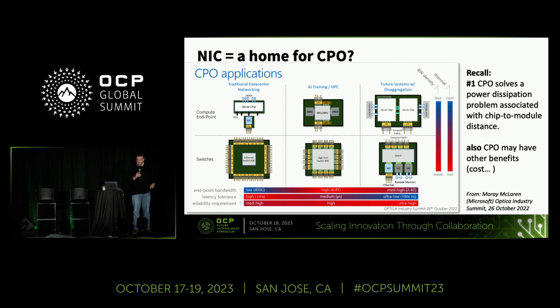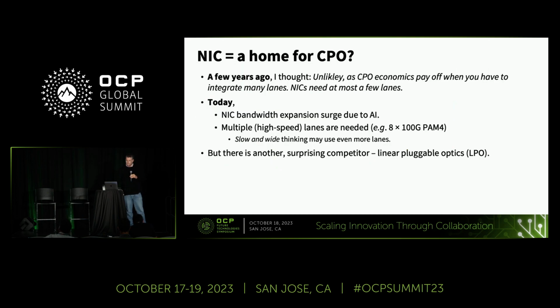And I want to just recall, why are we going to CPO? Well, it's to save power because you don't have that long electrical trace on the board that requires power to get the increasingly high-speed signals over. So a few years ago, I used to think, well, this seems to be a disconnect because people want to put CPO on switches, but what about servers? Servers typically only need 1 or 2 lanes.